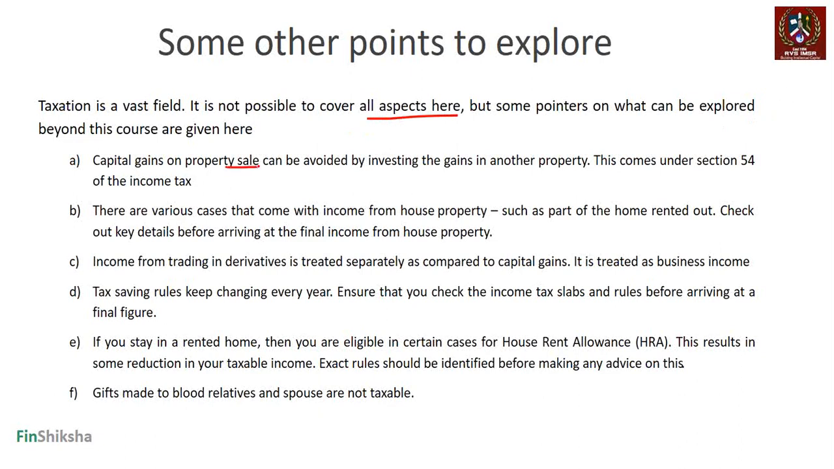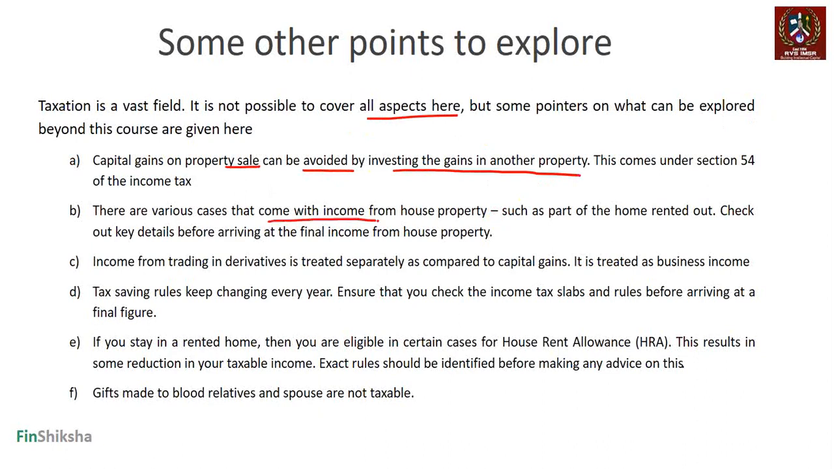Capital gains on property sale can be avoided by investing the gains in another property, right? So if I have a 50 lakh gain, I bought a land piece for 50 lakhs, sold it for 1 crore, that 50 lakh gain, if that is invested in another property, I don't need to pay capital gains on that, right? That has to be done within 6 months. That comes under section 54 of income tax. Important because people make money there.